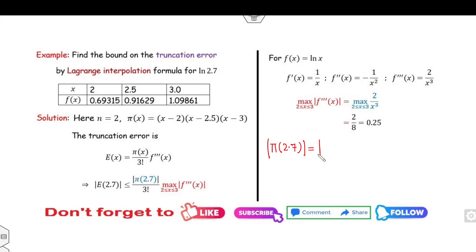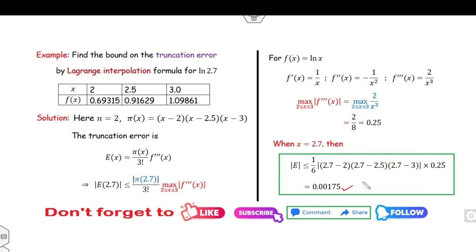I can substitute 2.7 minus 2, 2.7 minus 2.5, and 2.7 minus 3, which is minus 0.3. Fine. So I can substitute all these values in the given equation. You will get the right answer as 0.00175. That is the right answer.